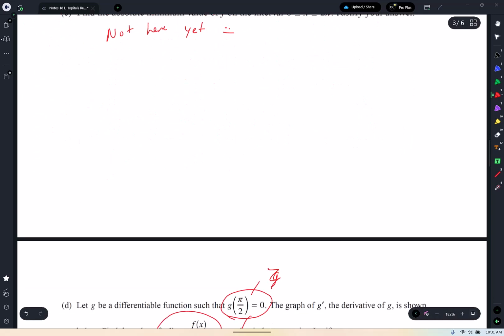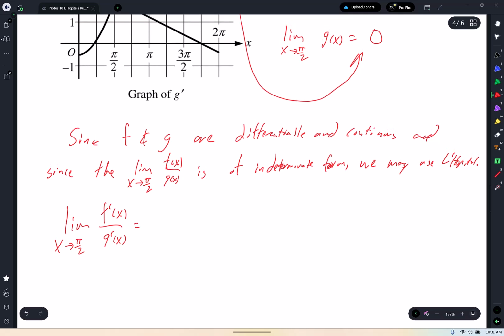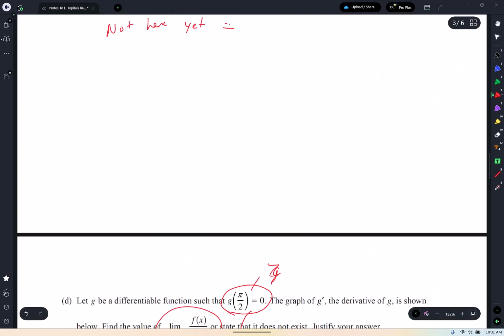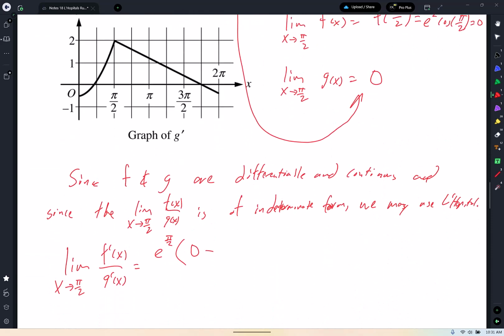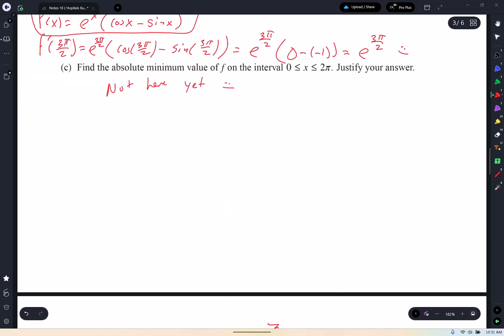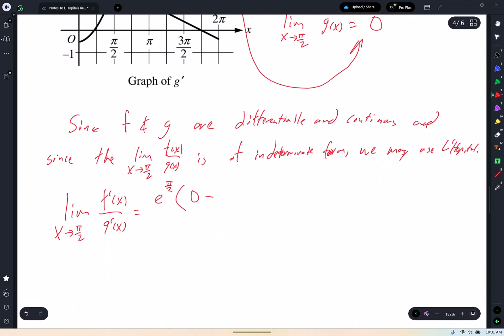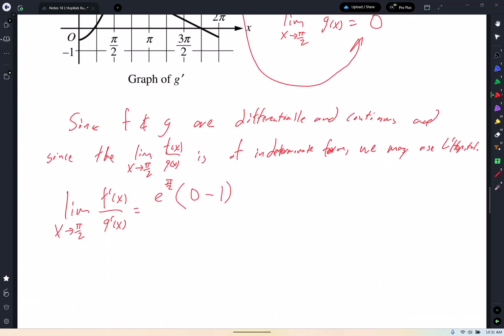Pi over 2. Hey, don't yawn. Get some sleep, guys. E to the pi over 2, parenthesis, what is cosine of pi over 2? 0. And sine of pi over 2 is 1. You got to know a little bit of pre-cal, guys. Not even extreme. Just a little bit.